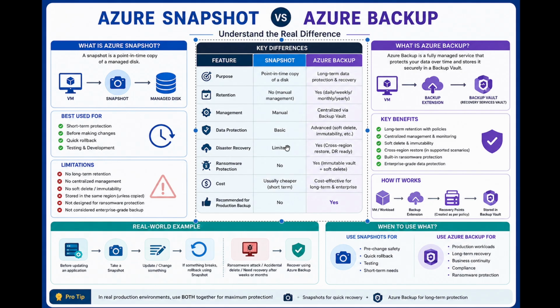Disaster recovery, it's limited. In case a region goes down, if we have a snapshot, we would need to manually copy the snapshot to another region. But in Azure Backup, we can use cross region restore, in which Azure Backup will copy your backup to a different region. And in case a region goes down, we can recover our backups from a different region. And in ransomware protection, we do not have any. In Azure Backup, yes, we do have it with immutability and soft delete.